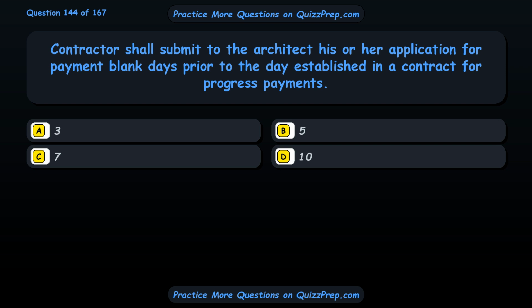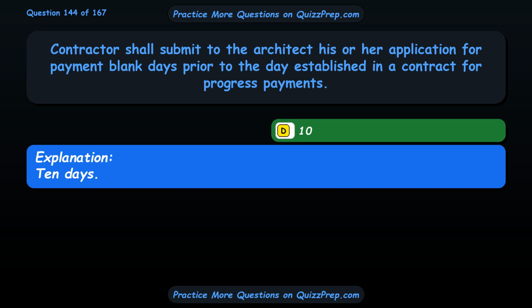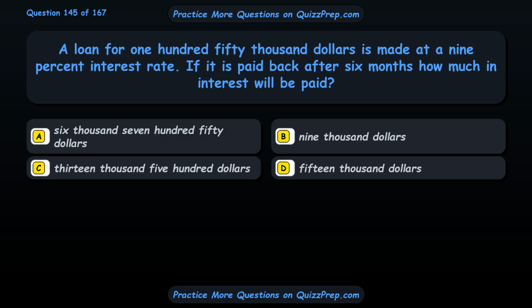Question 144. Contractor shall submit to the architect his or her application for payment blank days prior to the day established in a contract for progress payments. Option A, 3. Option B, 5. Option C, 7. Option D, 10. The correct answer is option D, 10 days.